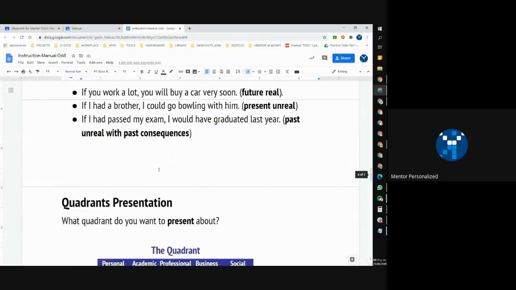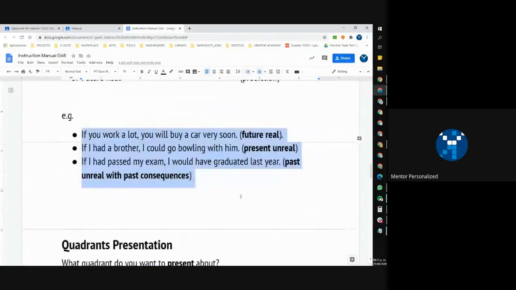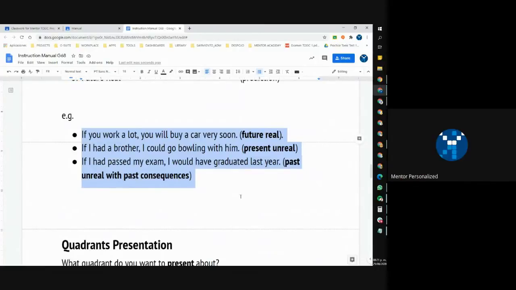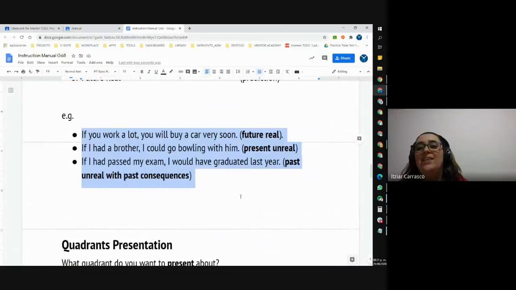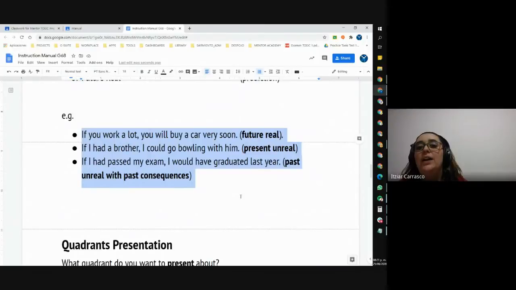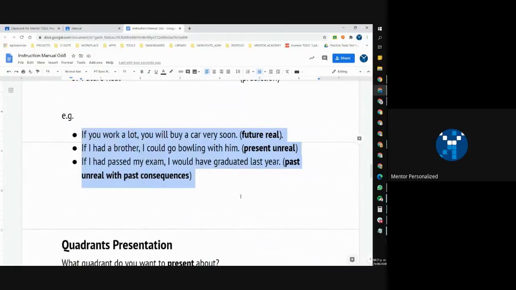For example, we have some examples here with different conditional forms. Can you read? If you work a lot, you will buy a car very soon. Future real. Very good. Continue. If I had a brother, I could go bowling with him. Present unreal. What is the reality? I don't have a brother in the reality. Very good.